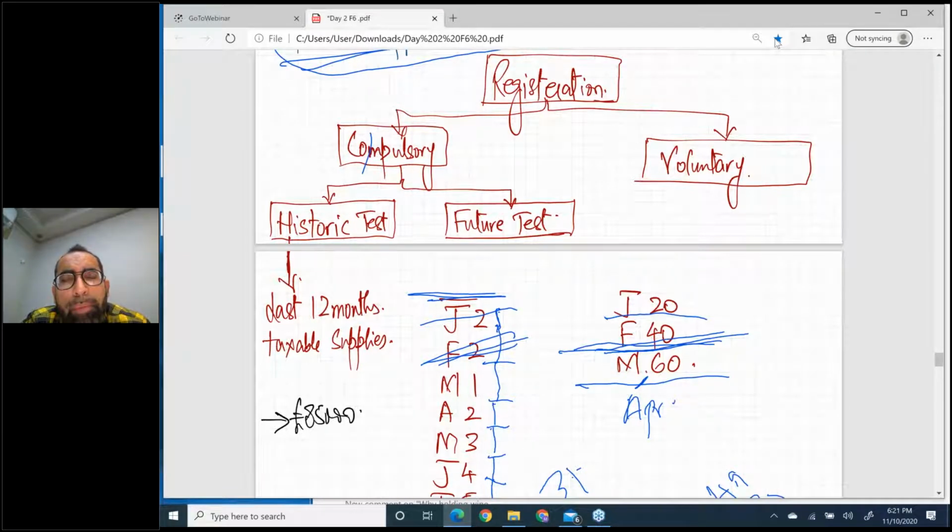But before doing voluntary registration, don't forget some consequences. Let's look here. After becoming a registered guy, your products will be expensive to customers, especially if your customers are the general public. Then they might shift to other shops. So be careful with voluntary registration.